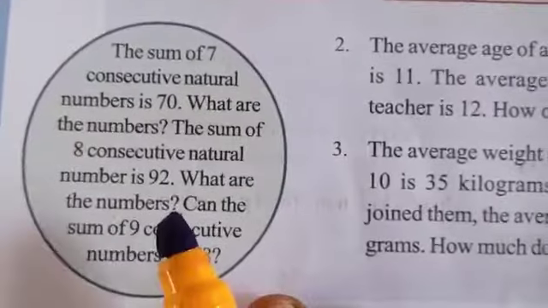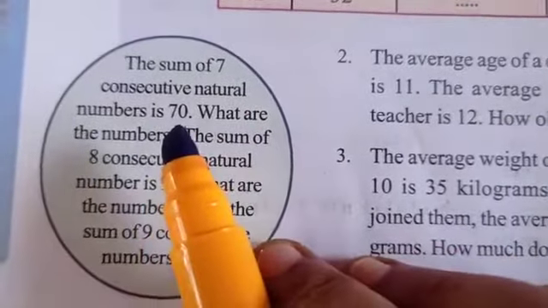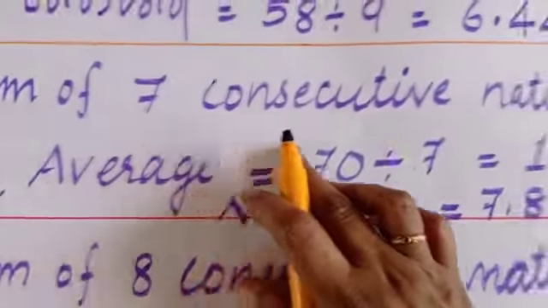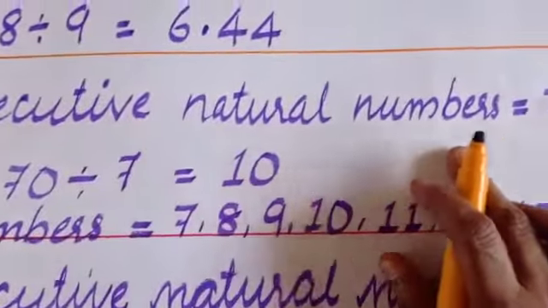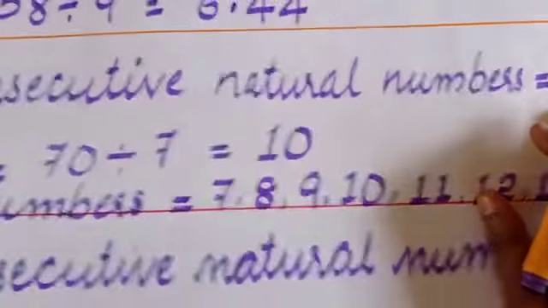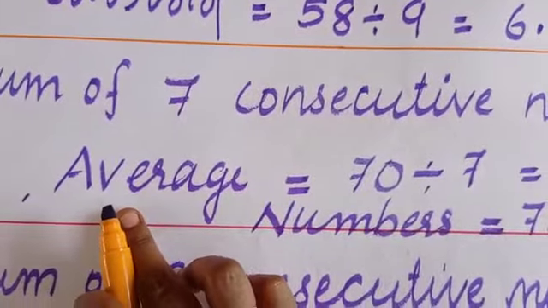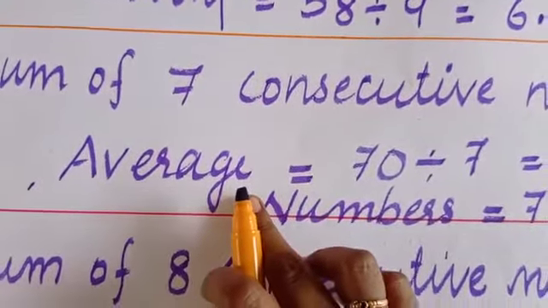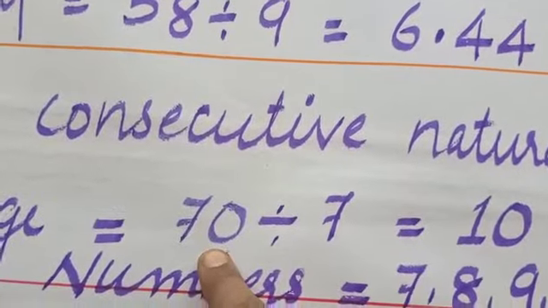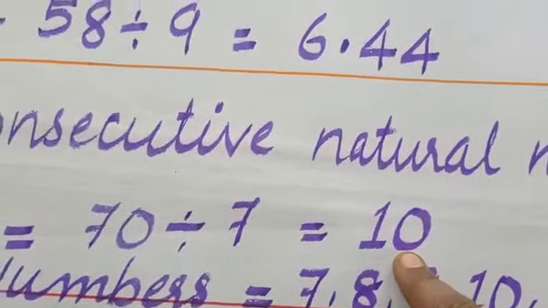Okay. Next activity: sum of 7 consecutive natural numbers is 70. What are the numbers? Here, sum of 7 consecutive natural numbers is given as 70. This sum is given and the number is 7. Then from these two, we can calculate the average. Average can be calculated by dividing the sum by number. So we get 10 as the average.